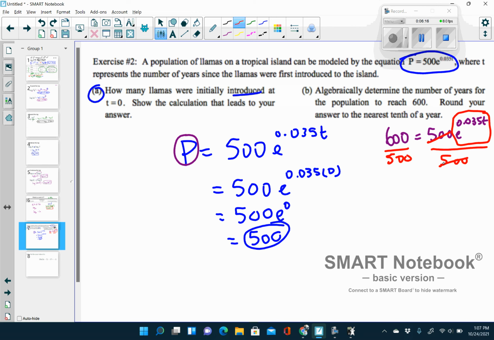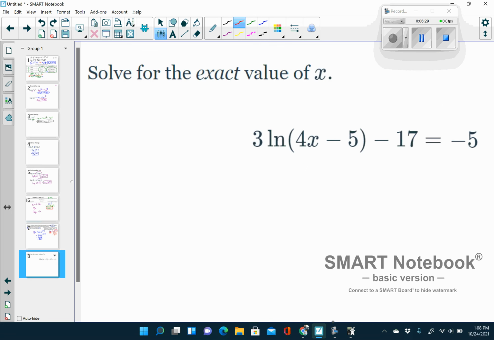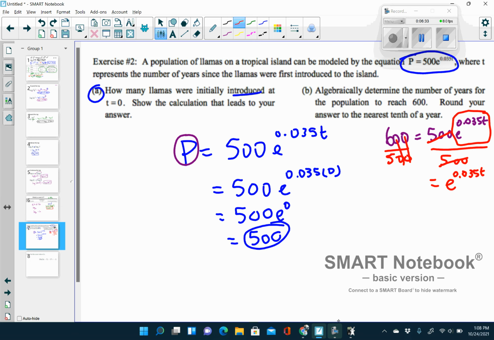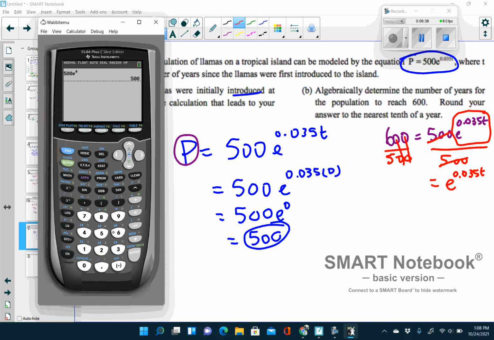The 500s cancel out on the right hand side. So I'm left with e to the 0.035t. 600 divided by 500 is, let's go ahead and use the calculator for that. So I'm going to do 600 divided by 500. Enter. Then I get 1.2.